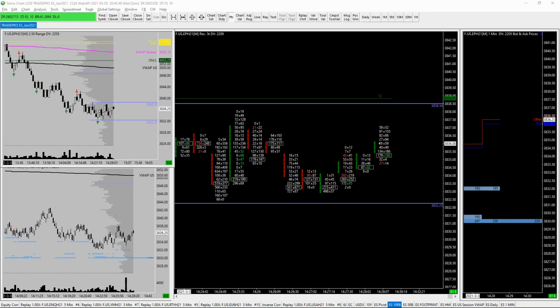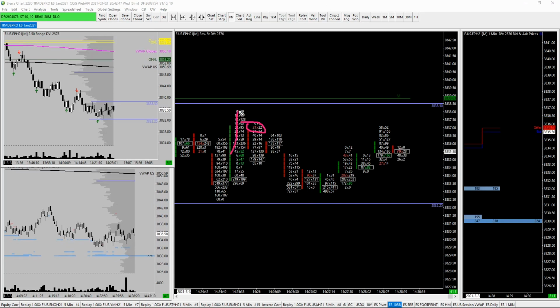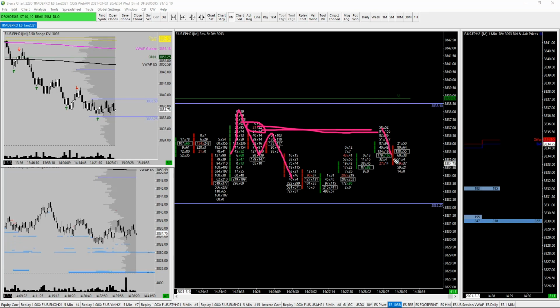Here's a level where we've seen selling happen before. The market came up into this level, we rotated off, and now buyers are testing it again. We'll see if the sellers are serious. If they are serious, we're going to start rolling over and making our way back towards the bottom of this range.